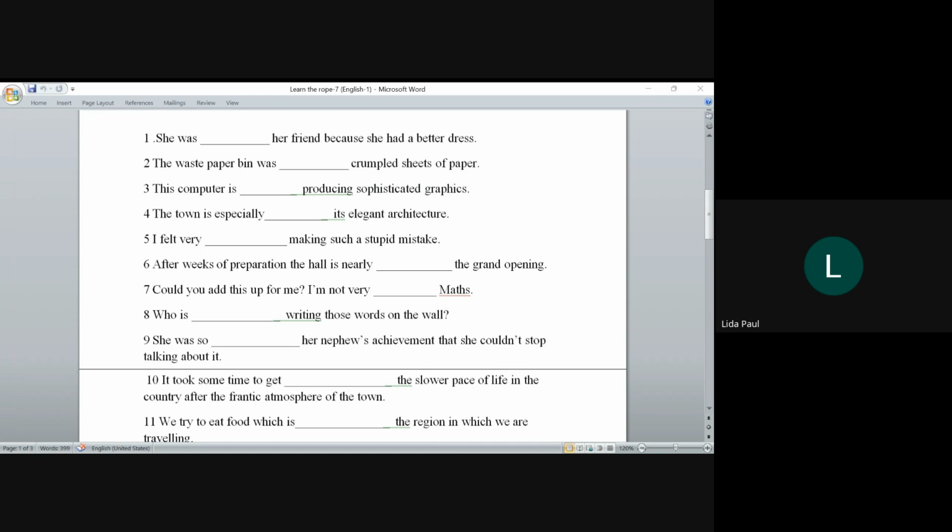Now, fourth one, the town is especially dash its elegant architecture. For people who have joined now, I'll give you the options again. These are prepositions.